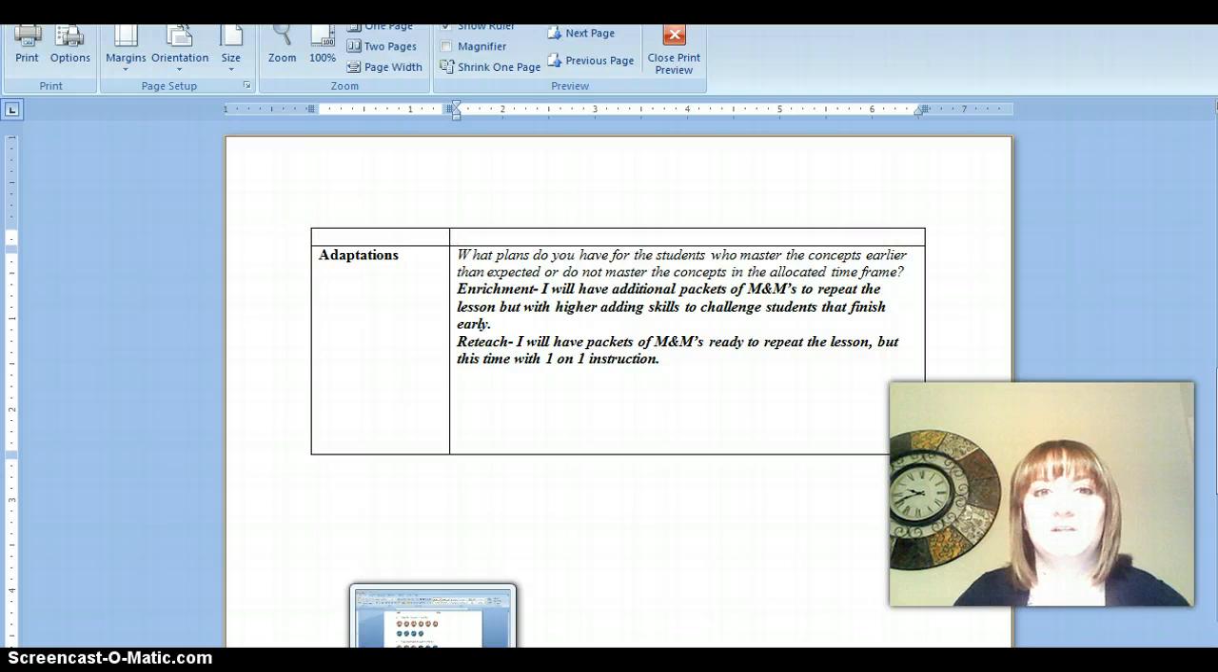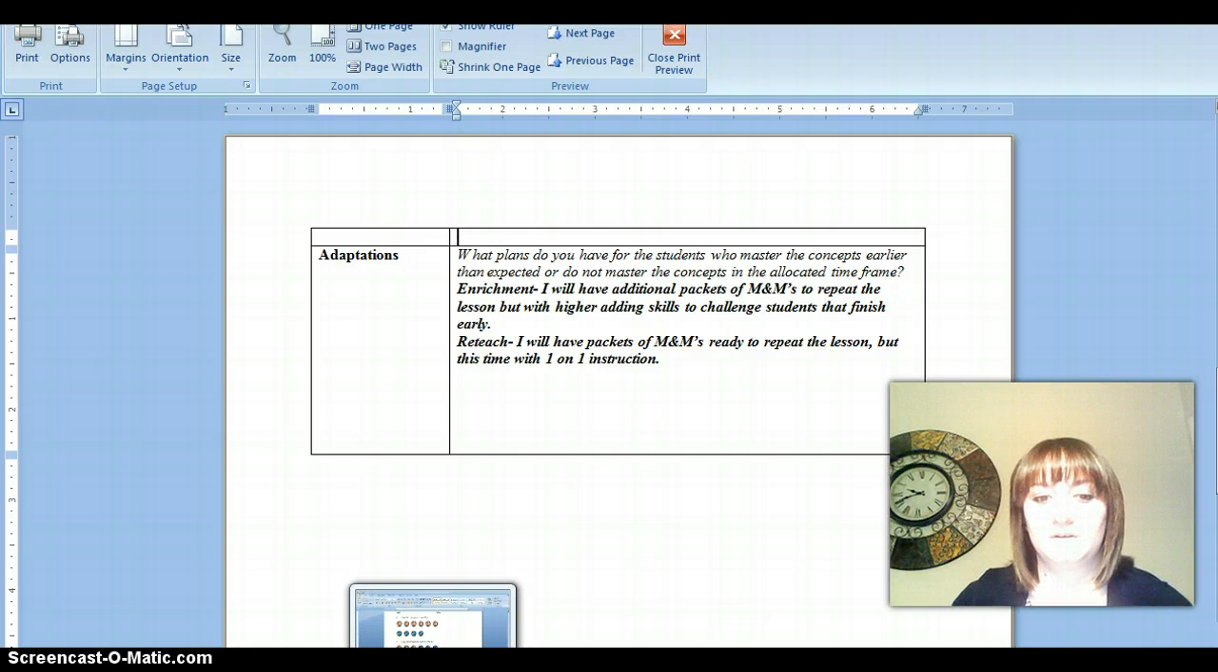For the adaptations, the enrichment: I will have additional packets of M&Ms to repeat the lesson, but with higher adding skills to challenge students that finish early. Reteach: I will have packets of M&Ms ready to repeat the lesson, but with one-on-one instruction.